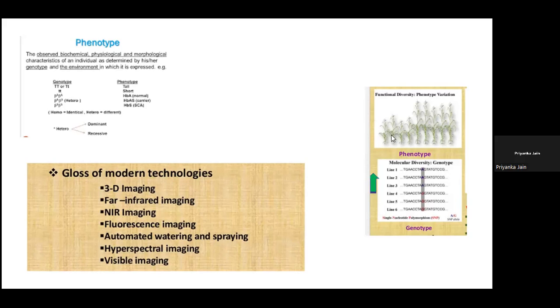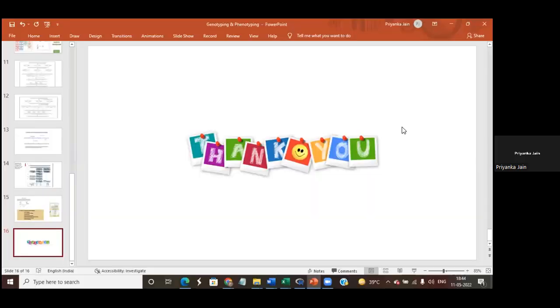Here is a very simple diagram which shows the phenotype. Few plants are longer, few plants are shorter, and this is the phenotype we observe by eye. And what is the genotype?